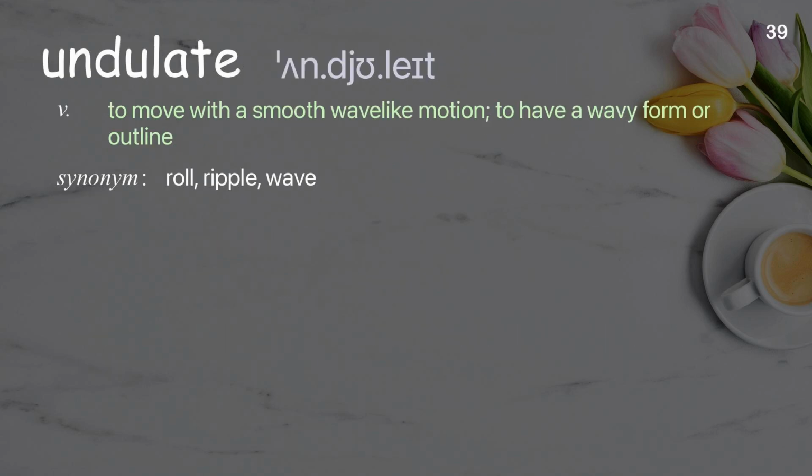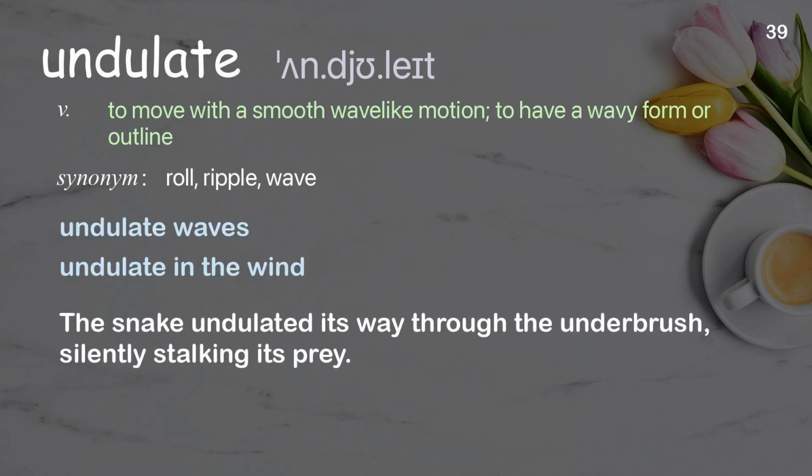Undulate. To move with a smooth wave-like motion, to have a wavy form or outline. Examples: Undulate waves. Undulate in the wind. The snake undulated its way through the underbrush, silently stalking its prey.